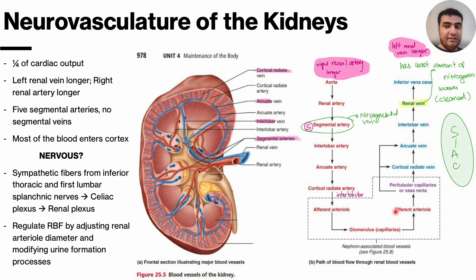And this efferent arteriole has basically lower pressure compared to the afferent arteriole, but we will get into it. These afferent arterioles then give out branches to the vasa recta, which we will discuss as well, or peritubular capillaries, which eventually drain into cortical radiate veins, then arcuate veins, and then not segmental veins. There are no segmental veins. It's specifically right away into interlobar veins, then the renal vein, with the left renal vein being longer, because the inferior vena cava, which the renal vein finally drains into, is more situated to the right.